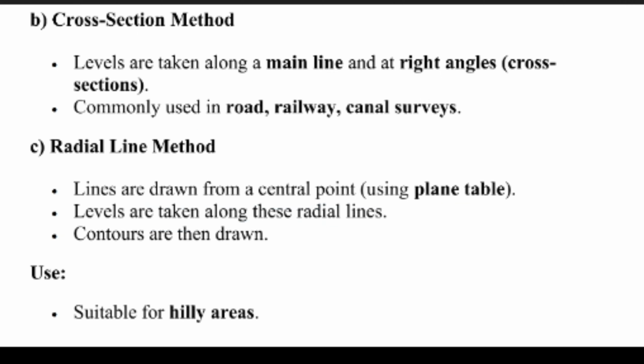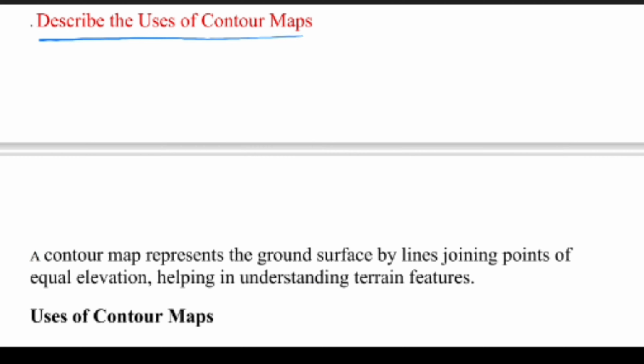The next question will be to describe the uses of a contour map. Before going to that, what do you mean by contour map? A contour map represents a ground surface with lines joining points of equal elevation. This will be helpful for showing terrain features. It is a contour map.